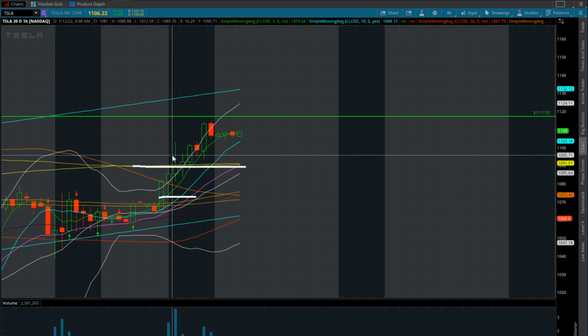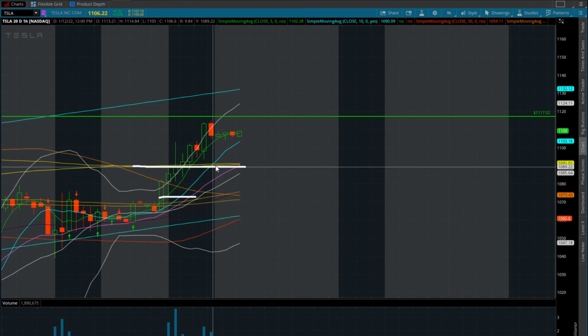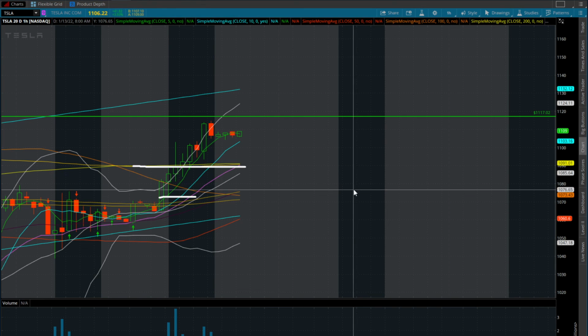That's more than enough money to make a good living. Guys, you can make good money trading Tesla like this. You don't need to catch a lot. You don't need to catch a 100-point day. You need to catch 4, 5, 6 points on Tesla, and you're making good money. I mean, good money.